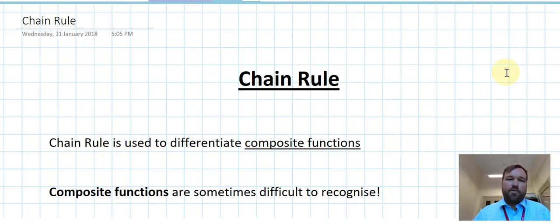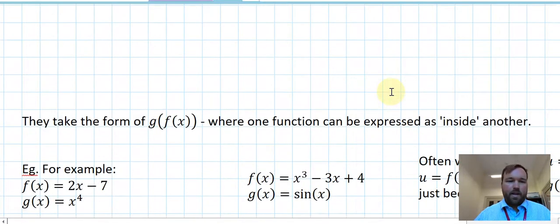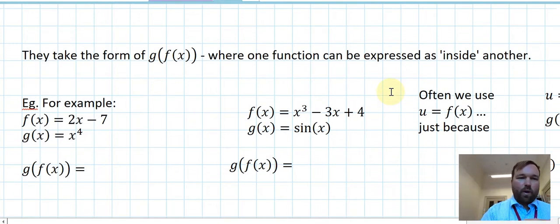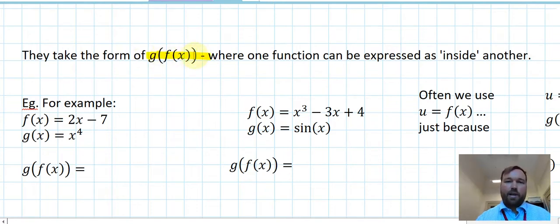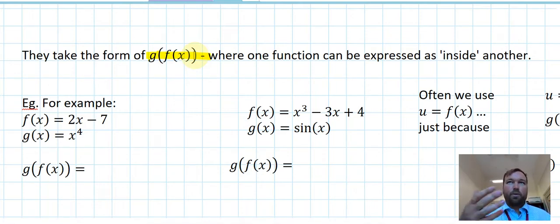The chain rule is used to differentiate composite functions, and it is the rule that we'll be using most often throughout the rest of this year. However, composite functions are sometimes difficult to recognize. They take the form of one function inside another. That may seem odd, so let me practice building functions and showing you what I mean. And then we'll work on deconstructing them, and then we'll actually differentiate.